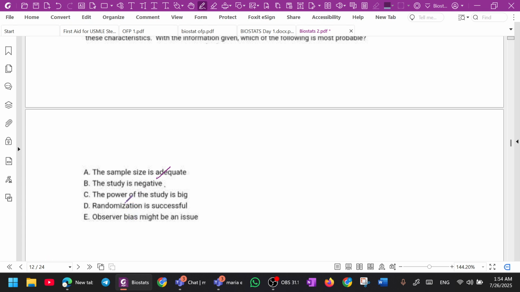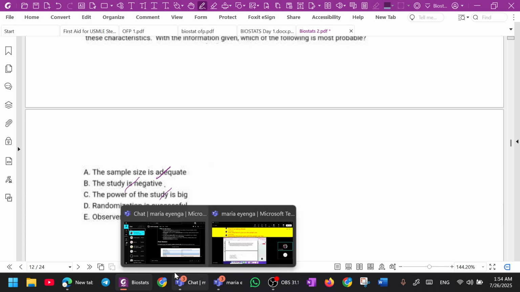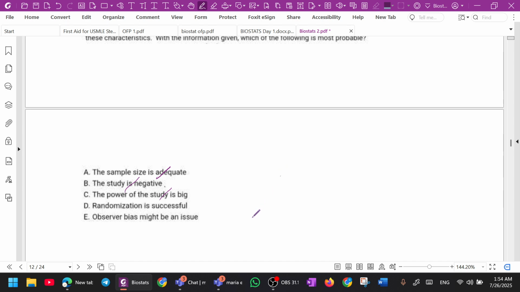I don't know what it means when they say study is negative. It doesn't make sense. The power of the study is big. Again, remember we discussed that they haven't given any number, so we don't know the number. They haven't given you the sample size. Remember, the power goes with the sample size. They didn't give you the sample size, so you cannot deduce the power. They didn't give you any numbers, nothing.